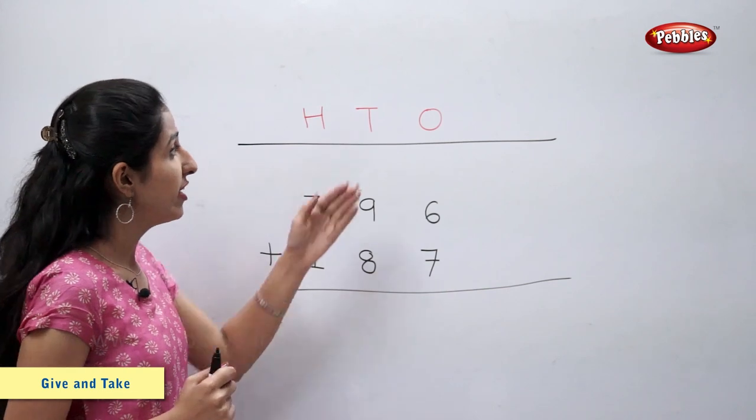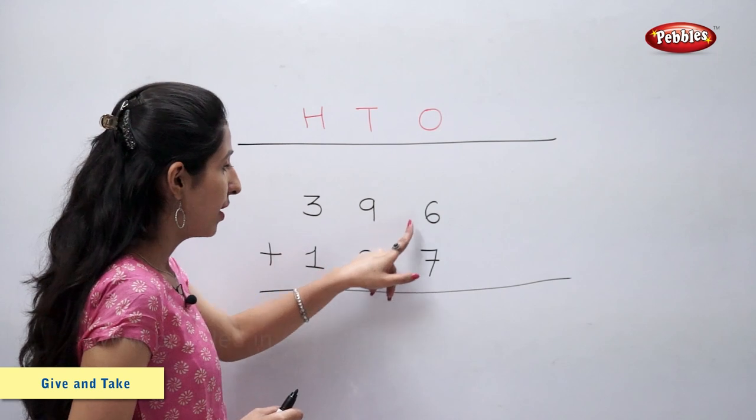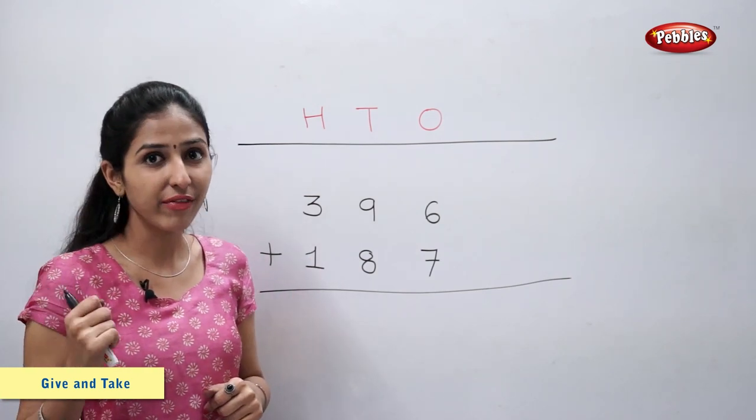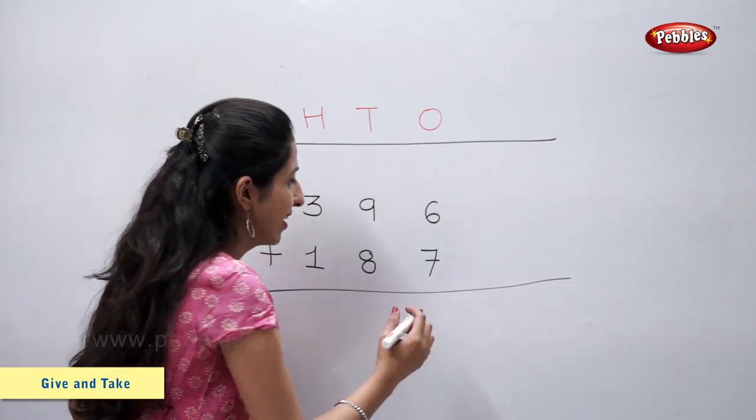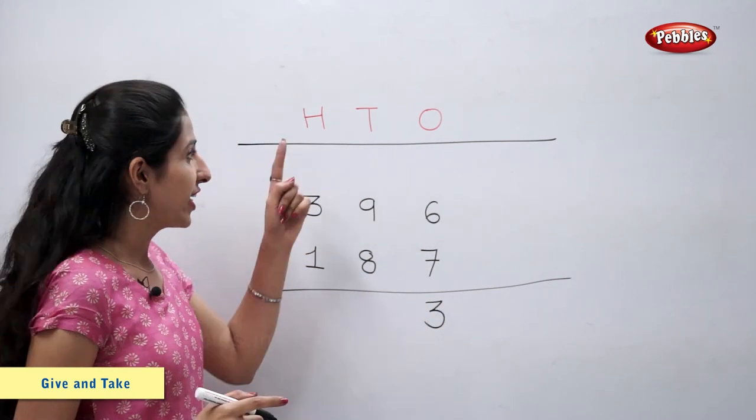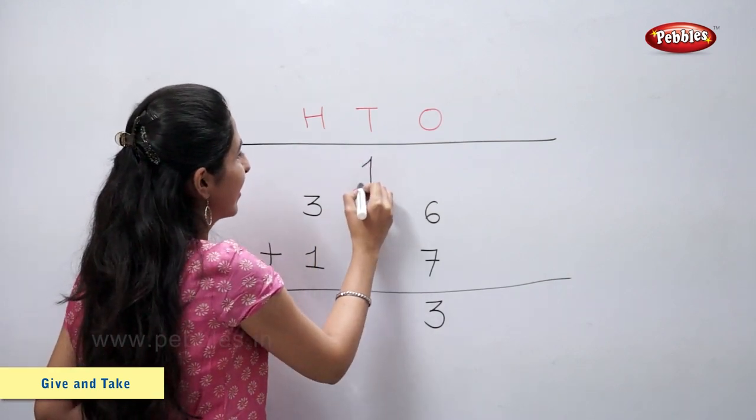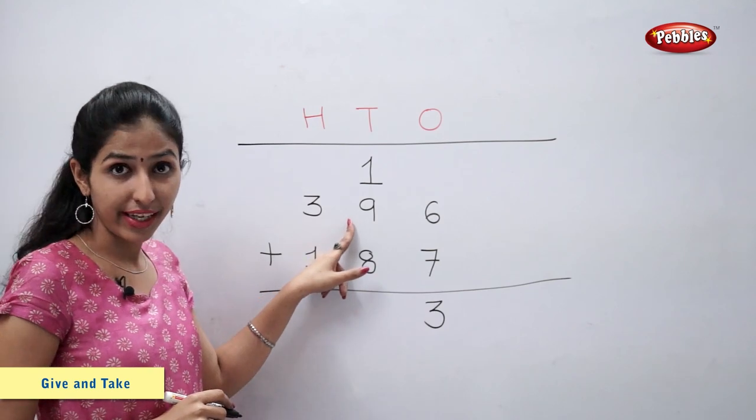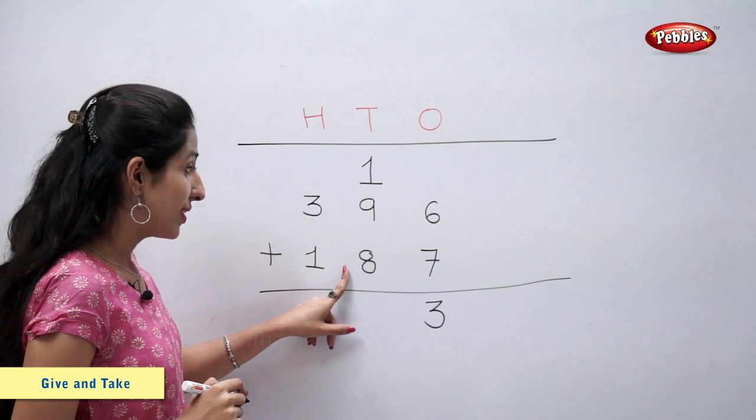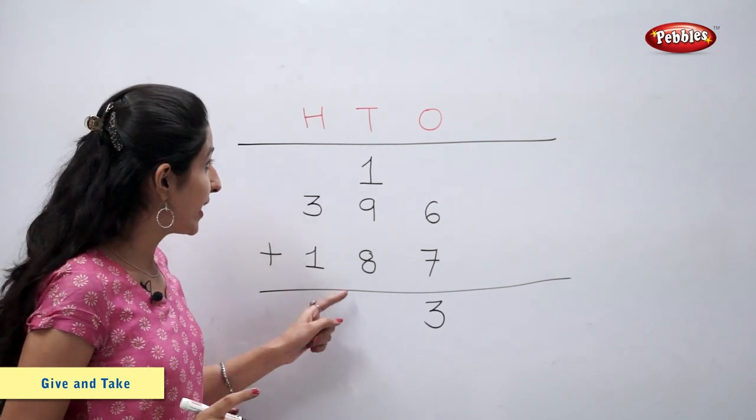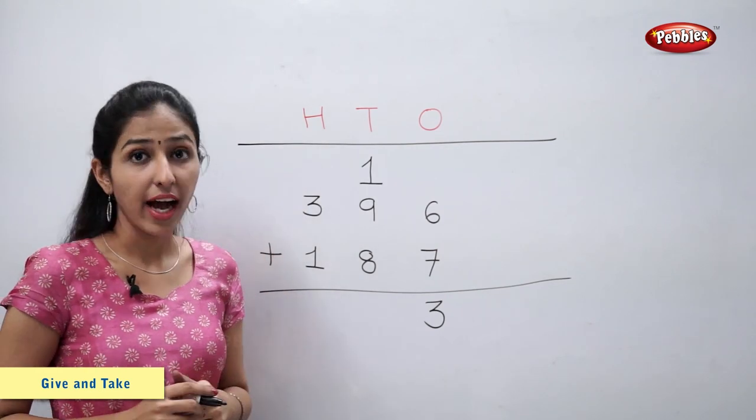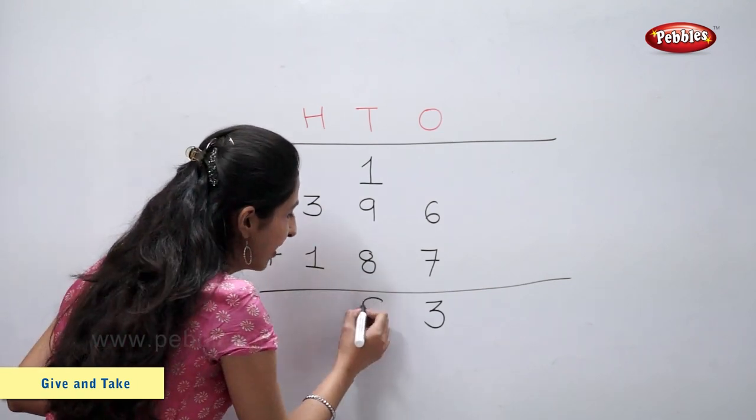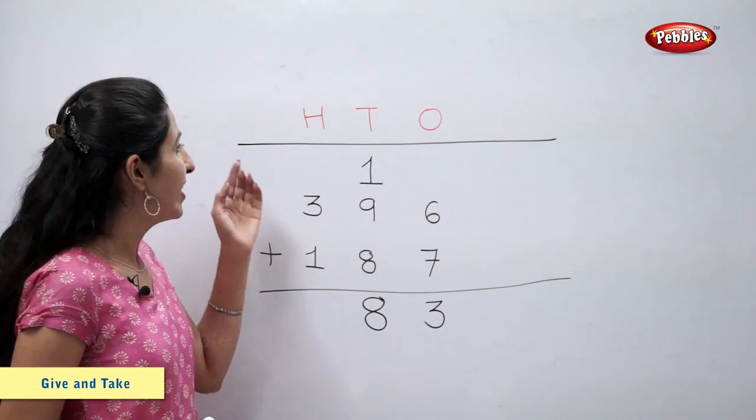Let's add ones first. 6 plus 7 is equal to 13. 13 means 1 tens and 3 ones. So, 3 ones in ones column and tens carry forward in tens column. Now, let's add tens. 1 plus 9 is equal to 10. 10 plus 8 is equal to 18. 18 tens is equal to 100 and 8 tens. So, let's write 8 tens in tens column. 100 carry forward in hundreds column.